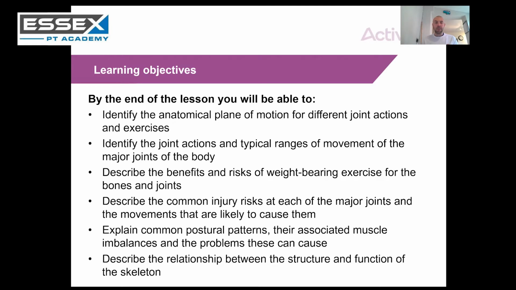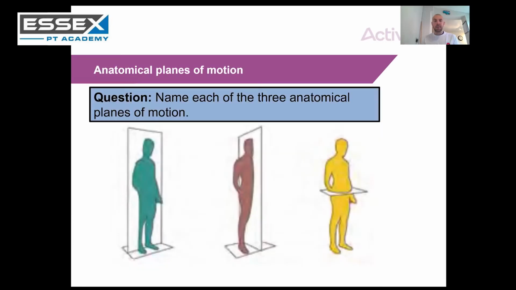And you're going to be able to describe the benefits and risks of weight-bearing exercise for the bones and joints. Then you're going to be able to describe the common injury risks of each of the major joints and the movements that are likely to cause them. And then also you're going to explain the common postural patterns, their associated muscle imbalances, and the problems that these can cause. And then finally, a description of the relationship between the structure and the function of the skeleton. So this is really relatable to your exercise, and you should find this fairly clear.